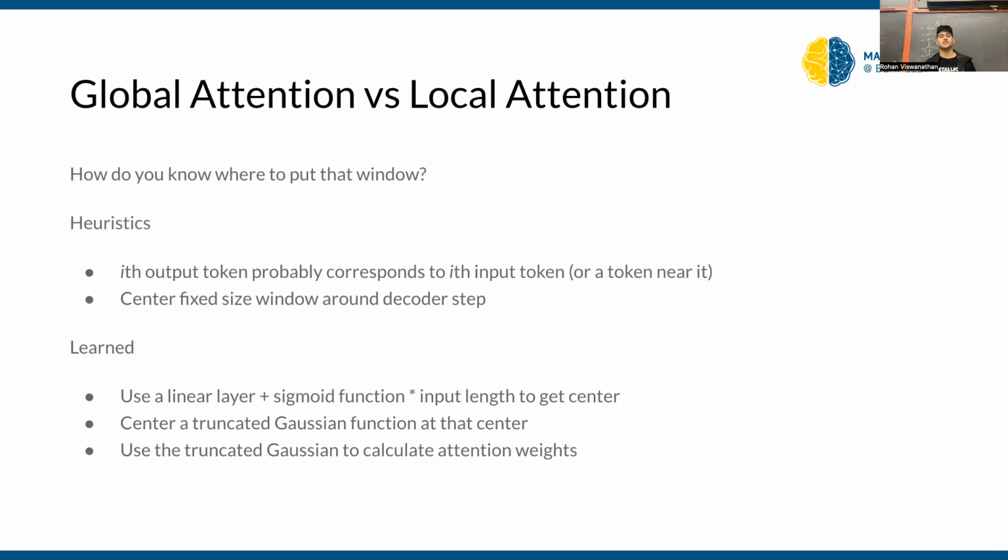So you can center a fixed size window around the decoder step, like I was saying, 5 pages before, 5 pages after. These can be used as heuristics so that when you're doing the learning process, you're creating a truncated Gaussian function to calculate these attention weights. This Gaussian function represents the distribution that your attention will follow. We're going to talk more about the linear layer and sigmoid function to get these centers, but hopefully the general motivation behind global attention and local attention came through.